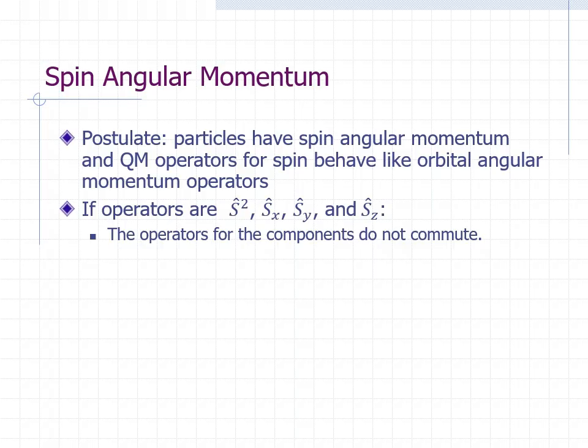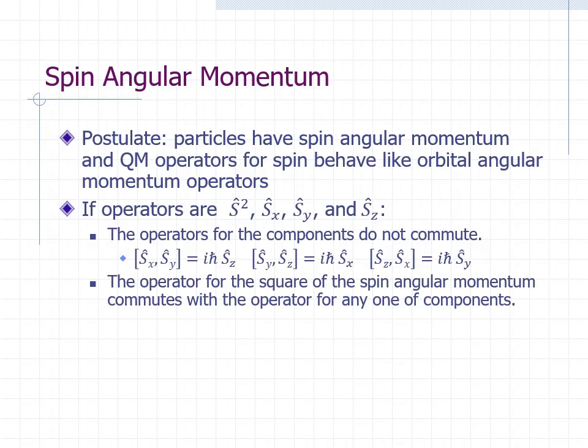For example, the commutator for the S sub x and S sub y component is equal to i h-bar times S sub z. Similarly, the commutator for S sub y and S sub z is equal to i h-bar times S sub x. And the commutator for S sub z and S sub x is equal to i h-bar times S sub y. This means that only one of the components can be precisely determined.